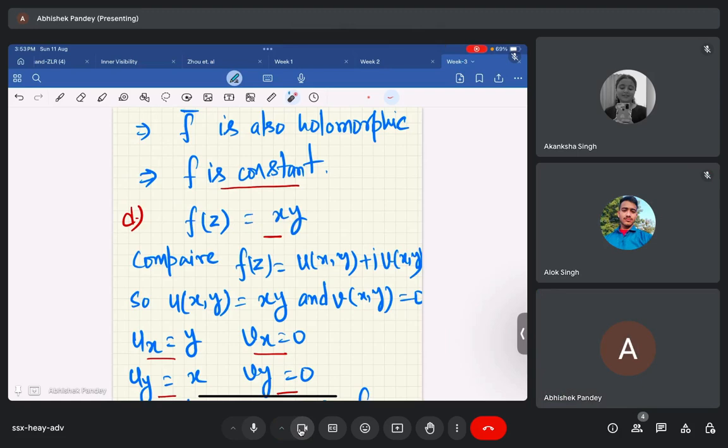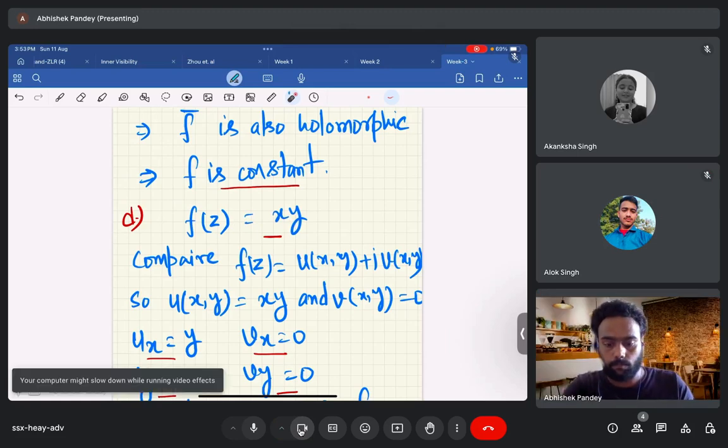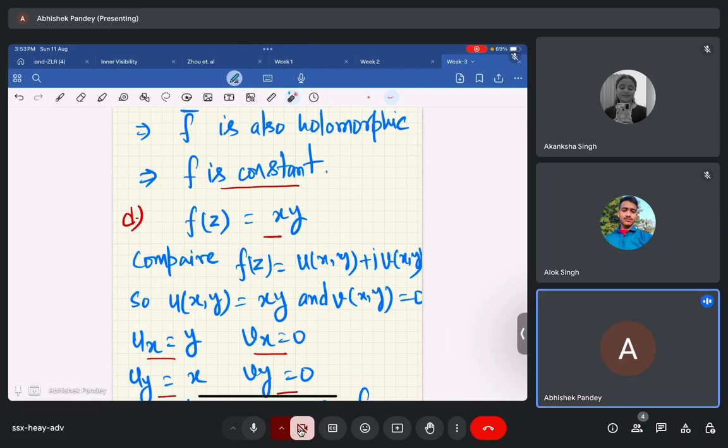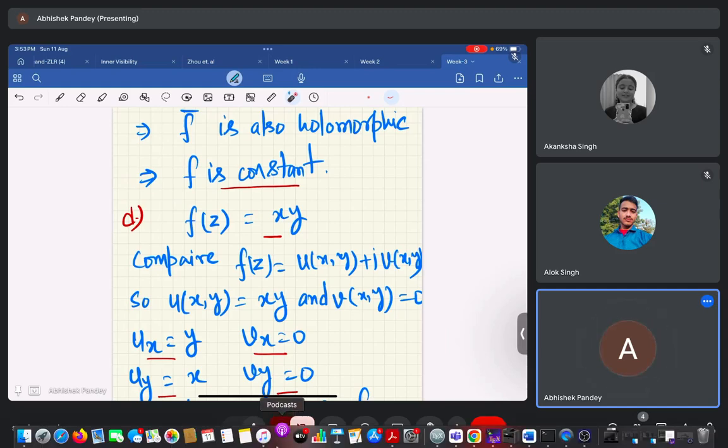Just wait. Okay, so some problem is there with my camera.